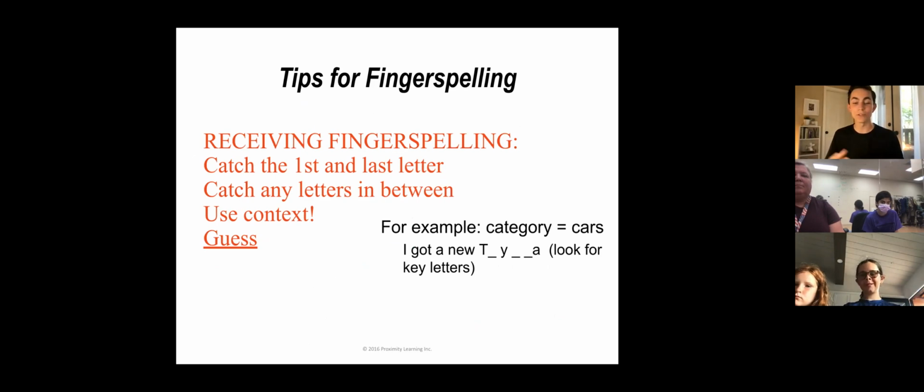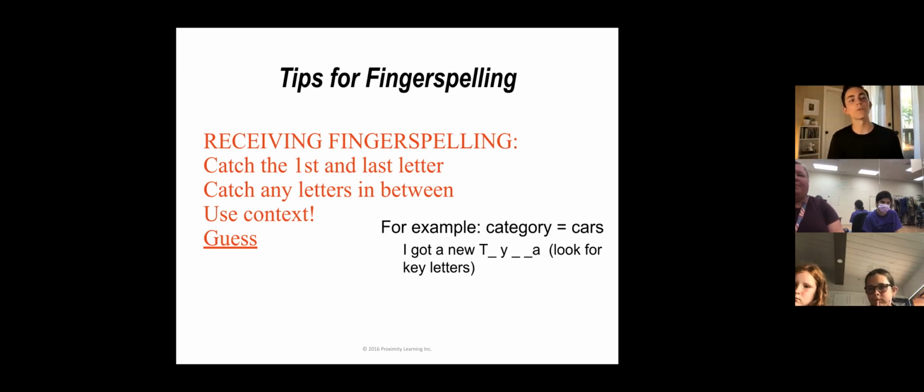When you're receiving fingerspelling, sometimes it's really easy to miss a letter or two because it will speed up. But the good thing is with fingerspelling, you really only have to catch a few letters and use context to understand. So if you don't understand every letter completely, that's okay. Try to use context, see what letters you do know, and try to guess what the word is. And if you still don't understand, you can ask for clarification again, or we'll talk about how to say, I don't understand, or please sign again.